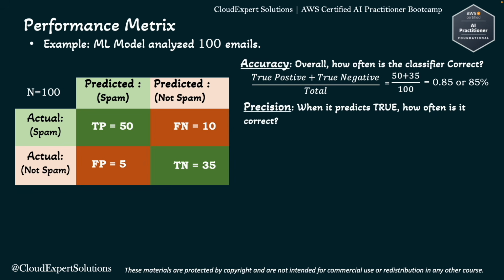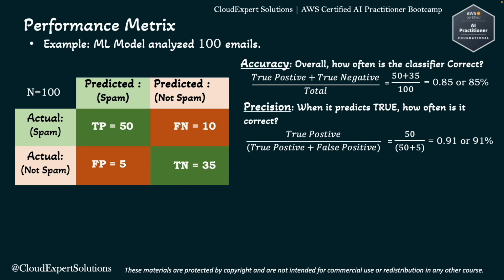Next, precision. The precision metric tells, when the algorithm predicts true for a spam analyzer, the true being a spam email, how often is it correct? In terms of formula, this is true positive count over true positive plus false positive. For our example, it will be 50 over 55, and that is why the value is 91%. So for our example, the precision is 91%.